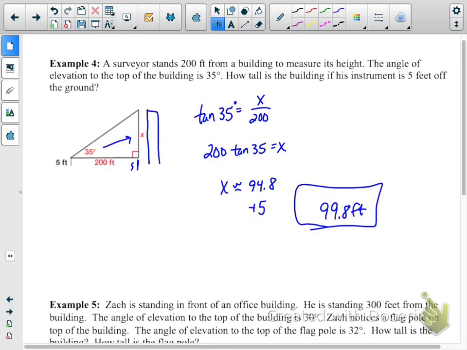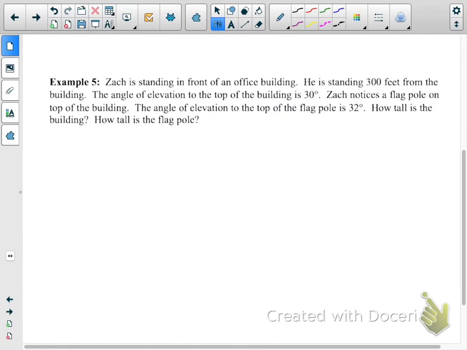Okay, last one. Zach is standing in front of an office building. He's standing 300 feet from the building. So let's go ahead and draw that first part here. Okay, so here is my office building. 300 feet away is Zach. And the angle of elevation to the top of the building is 30 degrees.